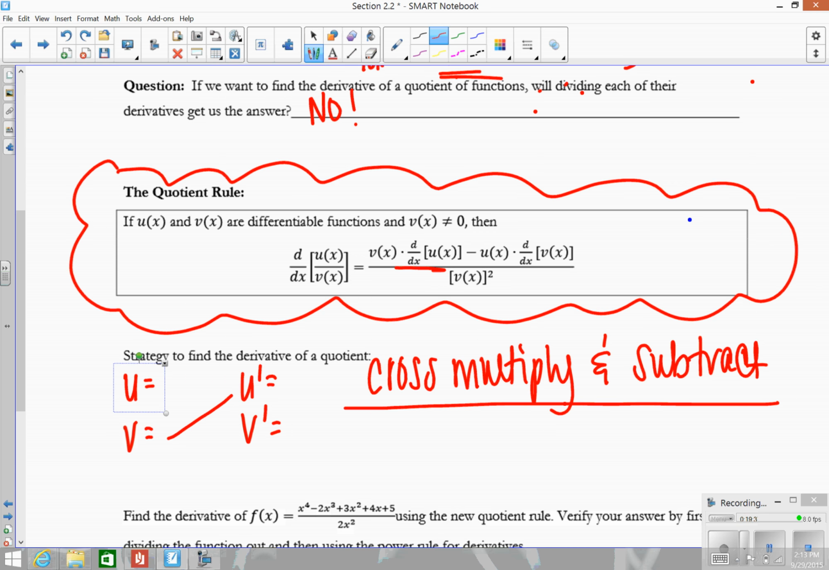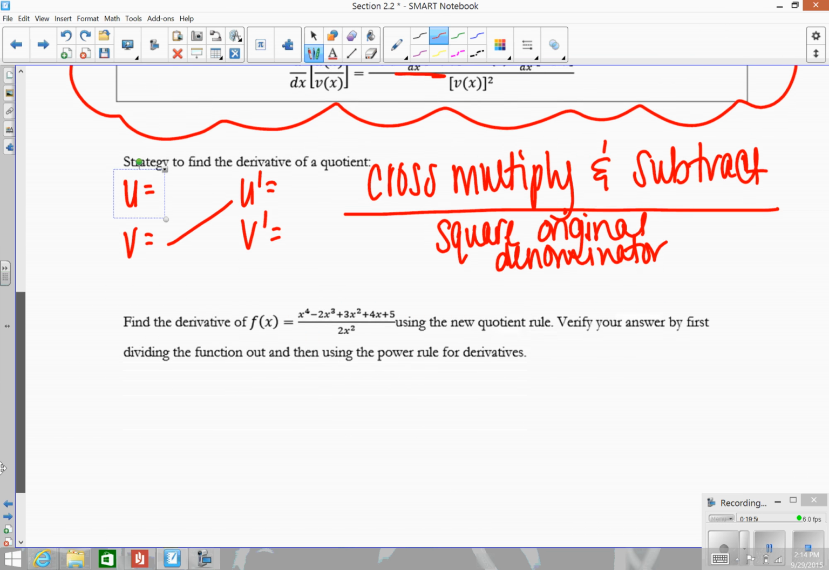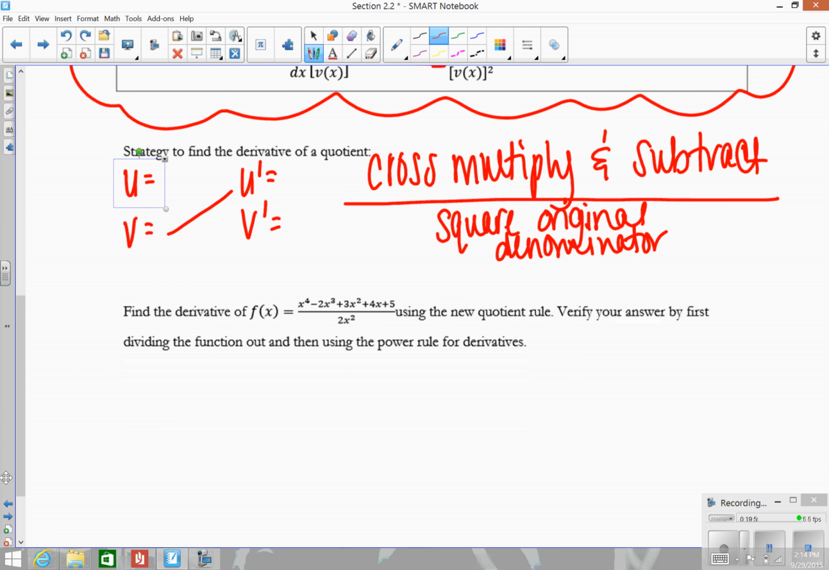And then on the bottom, you're just going to square the original denominator. So let's look at how this works. So for this first one, we're going to do both methods again. We'll start off with doing the quotient rule just so you can see.